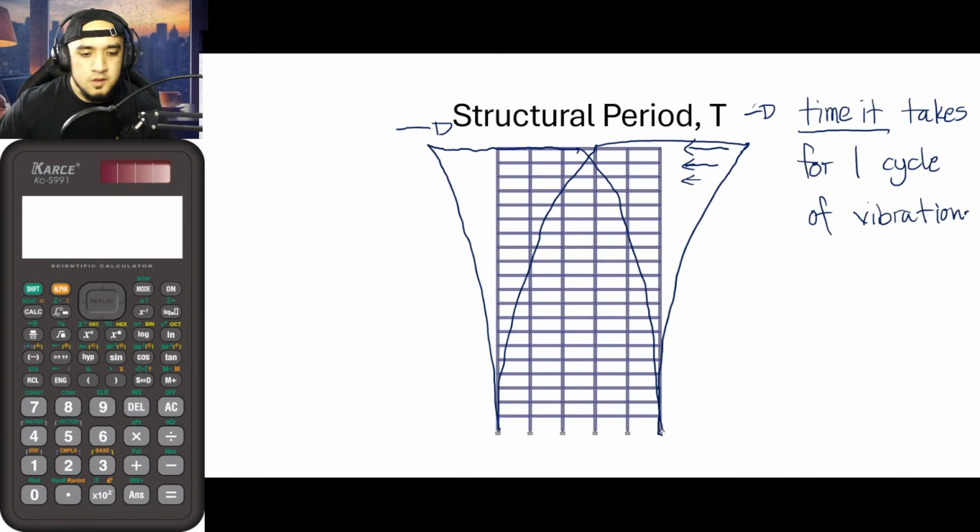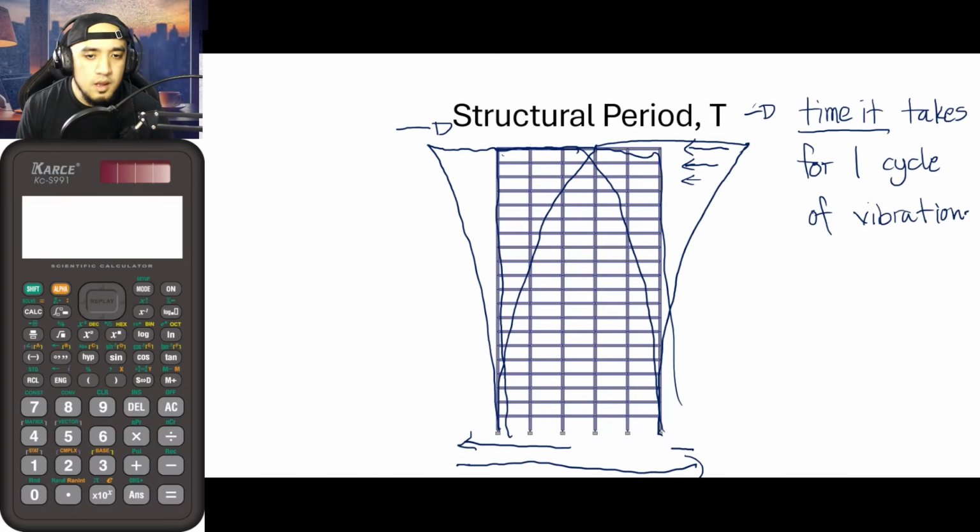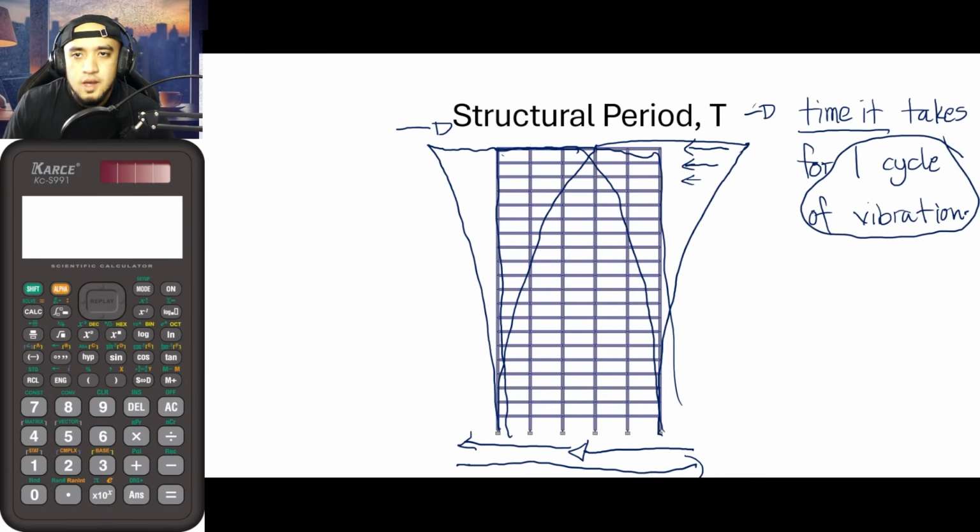Okay? So from that, guys, this is one vibration, whereas it moved to this direction, then it has moved to the other direction, and ultimately it would go back to its original position. Okay, so once again, structural period is the time it takes for one cycle of vibration. Okay, and a little bit of trivia.